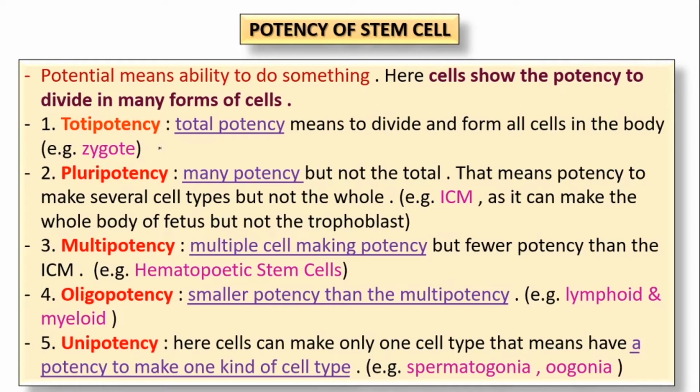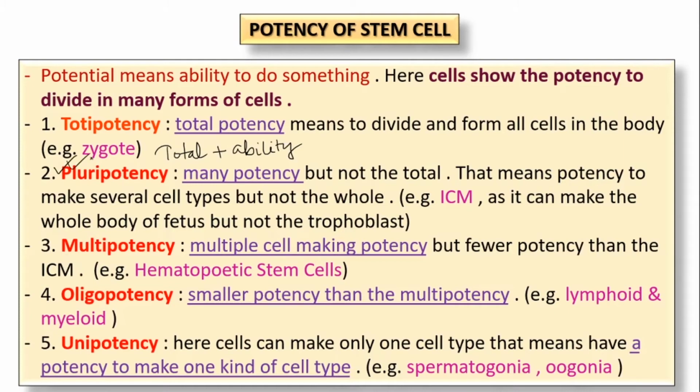Here toti means total and potency means the ability. That means the cells which show the total ability to build the entire body of any living organism, this kind of potency is known as totipotency, and this totipotency can be shown by the zygote. Only the zygote has this kind of ability to build an entire body of any living organism. Next is pluripotency.